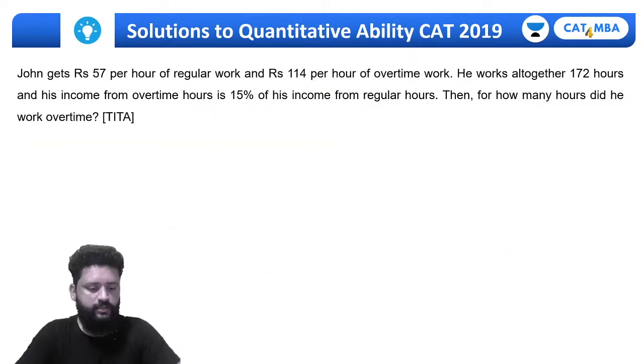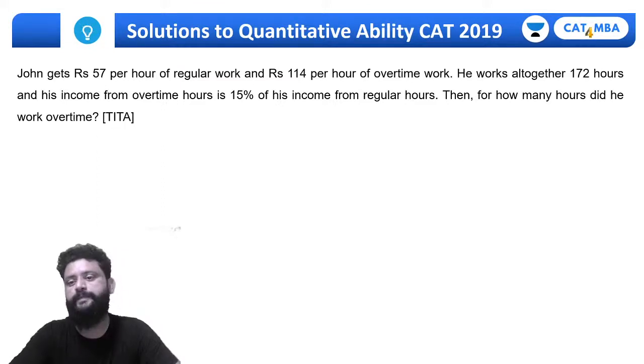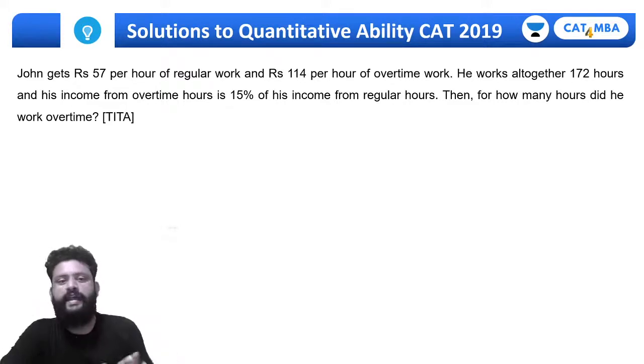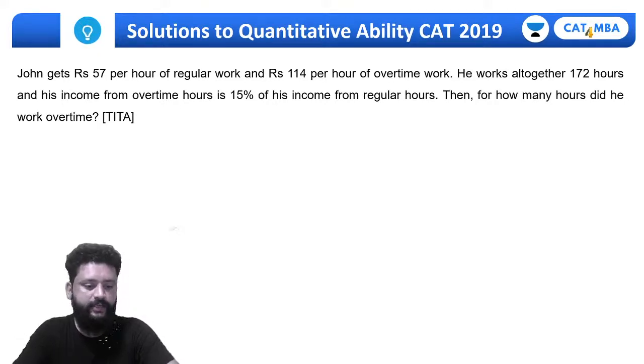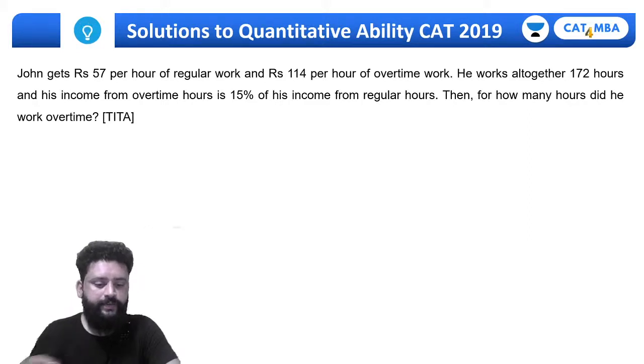So here we end the slot 2 analysis of CAT 2019. In the last few sessions I have completed each and every question of the last 3 years. Solutions to CAT 2017, 18 and 19. All last 3 years questions are covered, completely quantitative ability. Try this last question for the day.